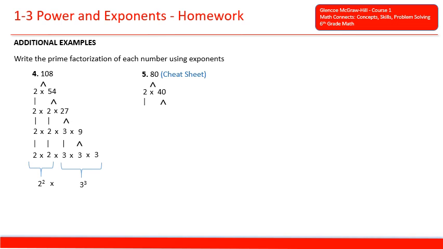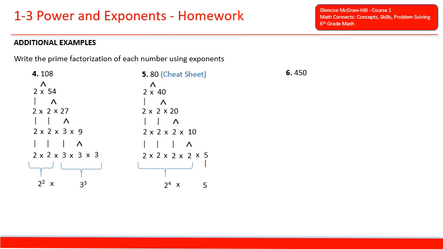80, 2 times 40. Bring the 2 down, 2 times 20. Bring the 2's down, 2 times 10. Bring the 2's down, get 2 times 5. And that's our prime factors. So we have 2 to the 4th, because there's 4 2's, times 5.